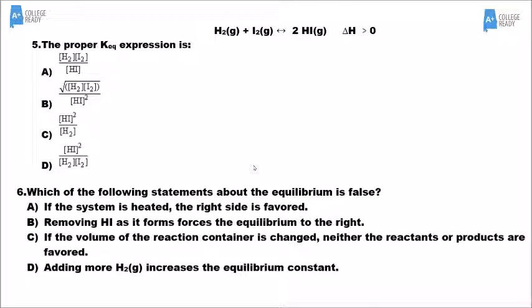Removing HI as it forms forces the equilibrium to the right. Removing a product shifts the equilibrium to that same side, so removing product would cause a shift in equilibrium to the right. That is also true. If the volume of the reaction container is changed, neither the reactants or products are favored. This is also true because there's 2 moles of gas on the left and 2 moles of gas on the right, so changing the volume would change the pressure and it would have no effect on this particular equation.